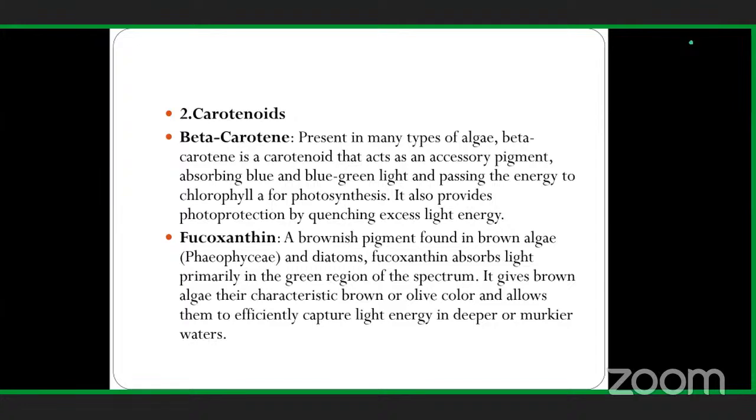Next is fucoxanthin. This is a brownish pigment found in brown algae, phaeophyceae, and diatoms. Fucoxanthin absorbs light primarily in the green regions of the spectrum, and due to this fucoxanthin, the phaeophyceae are also known as brown algae because it imparts a brown color to the algae.